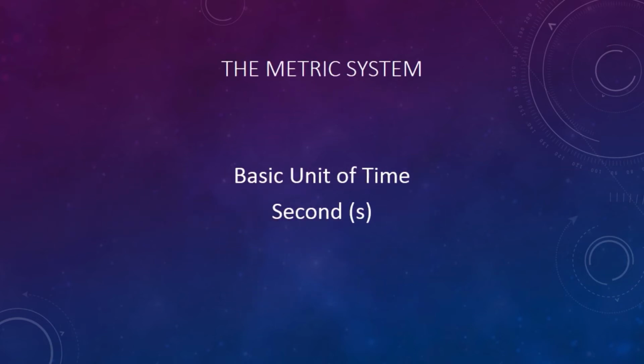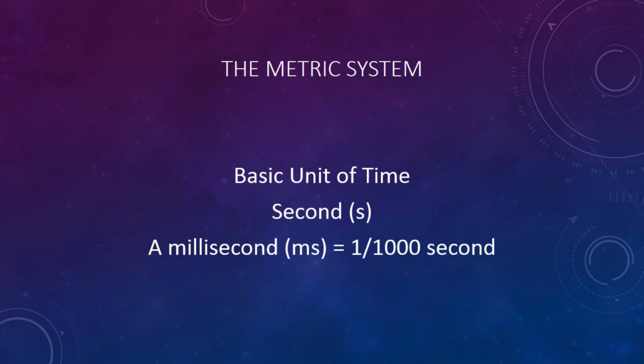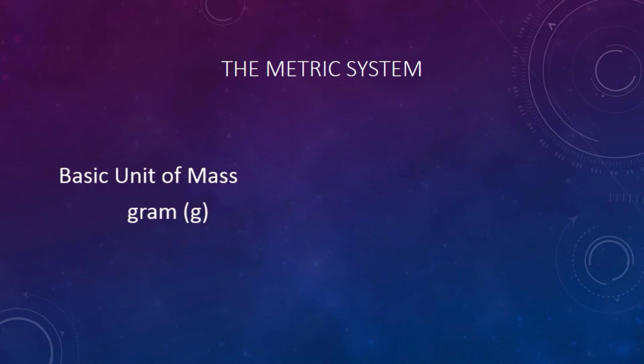Time. Luckily, the basic unit for time is a second, the same unit that we use. A minute is 60 seconds, and an hour is 3,600 seconds. A millisecond is 1,000th of a second. It takes sound about 3 milliseconds to travel 1 meter.